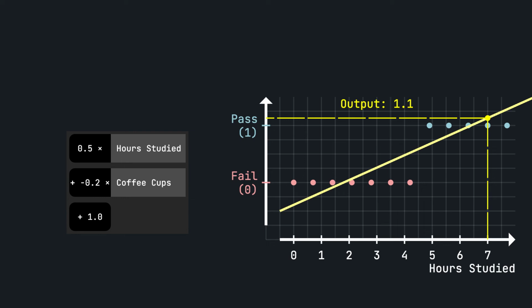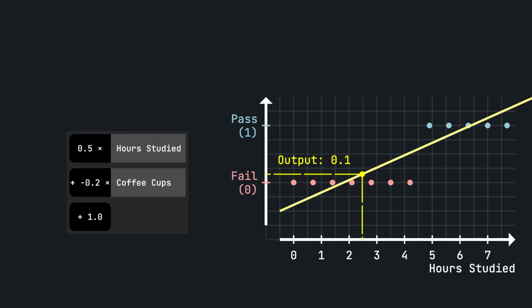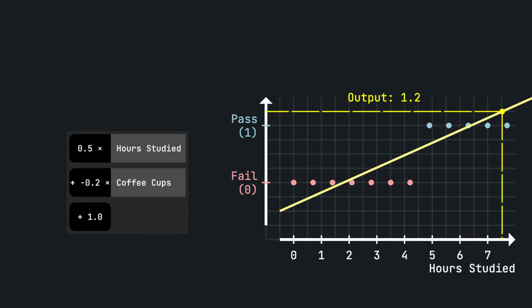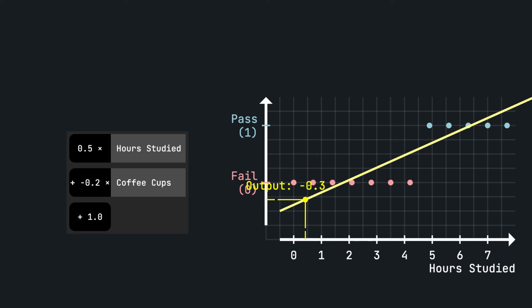One glaring issue you might have noticed here is that linear regression can output any real number. For example, here it outputs 1.1, even though our target is a binary yes or no answer. And that's a problem. I mean, sure, we might treat 0 as fail and 1 as pass, but what do we do with something like 1.3 or minus 0.3? Those don't really make sense for classification. And this is where logistic regression comes in.